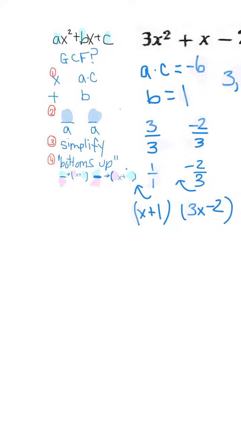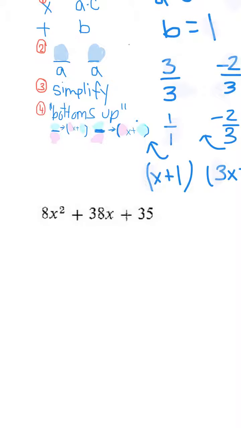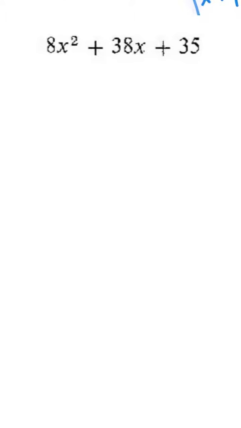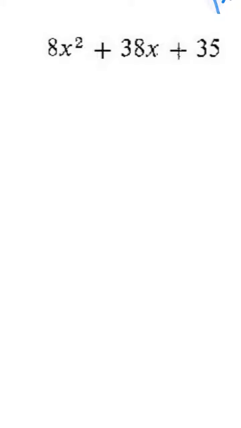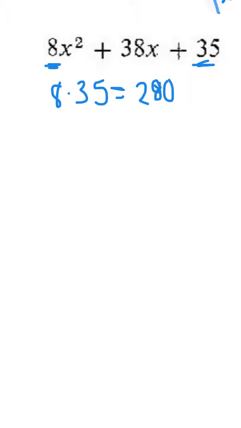Now let's do another example using bigger numbers. Here we have 8x squared plus 38x plus 35. I'll multiply a times c. So 8 times 35, oh boy, mental math time. 8 times 30 is 240. 8 times 5 is 40, so 280. Now they have to add up to this coefficient here, so they have to add up to 38.